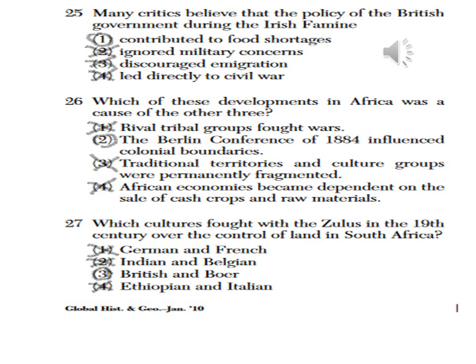So, many critics believe that the policy of the British government during the Irish famine, is it 1, contributed to food shortages, 2, ignored military concerns, 3, discouraged immigration, or is it 4, led directly to civil war? Now, the answer is 1, and here's why. The Irish famine should really be called the Irish potato famine of 1845. So what happened was, Ireland was really dependent on potatoes, and when a disease wiped them out, Irish people starved, basically.